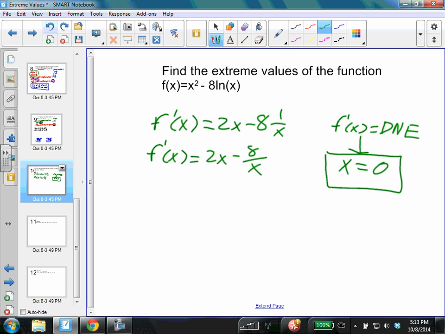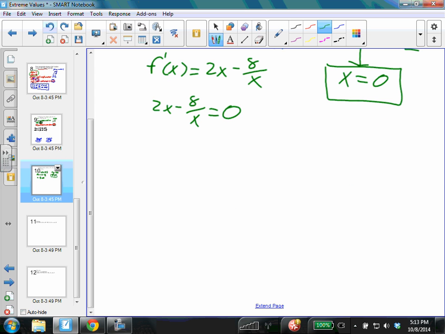The other opportunity is if the derivative equals 0. So we'll say, hey, derivative, when are you 0? And this one requires a little bit of algebra. It's not overly complicated algebra, right? But this is how it goes, okay? I'm going to do 2x, and since this is a negative 8 over x, I'm going to add 8 over x to both sides, right? And these will cancel. So now my 2x is equal to 8 over x.